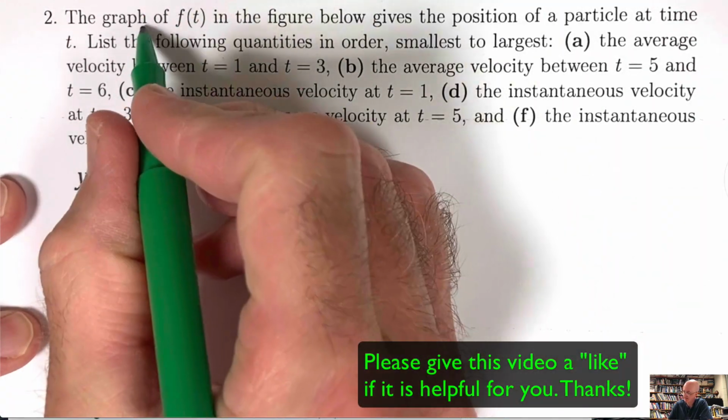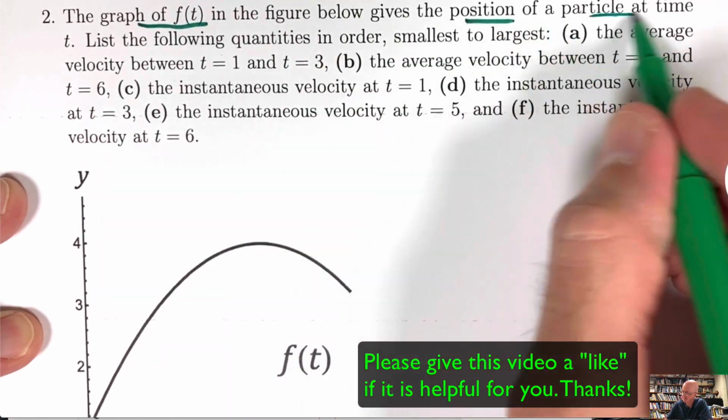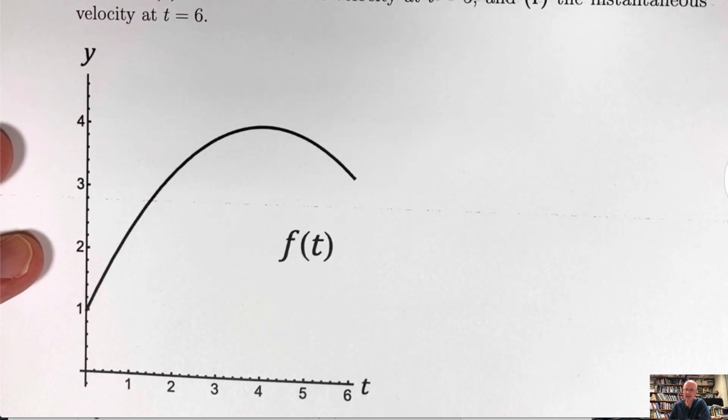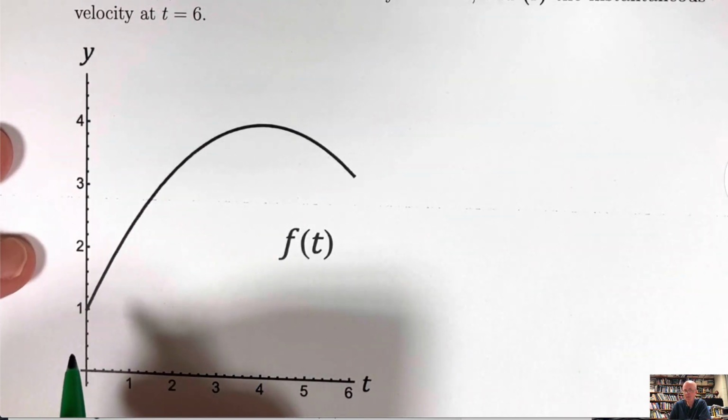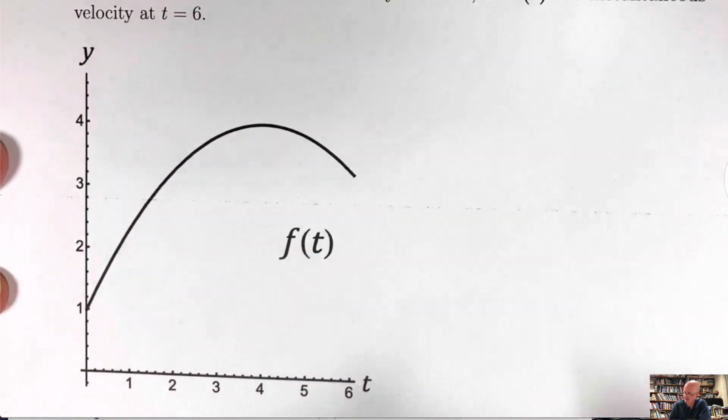The graph of f of t in the figure below gives the position of a particle at time t. Is this linear motion along a straight line? It certainly could be. Is it an east-west line? Not necessarily. It could be. You could probably most effectively think of this as motion along this y-axis that you see here.